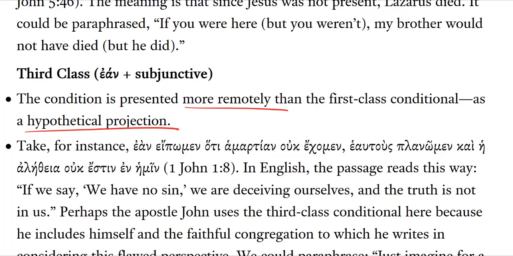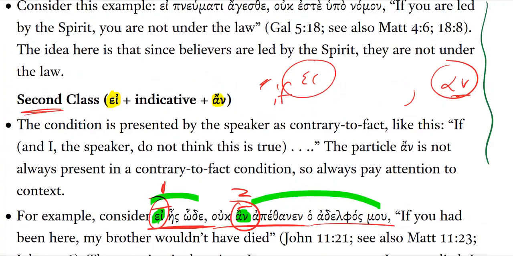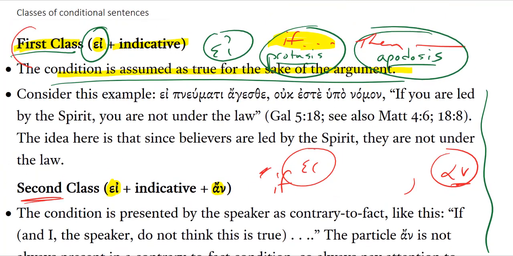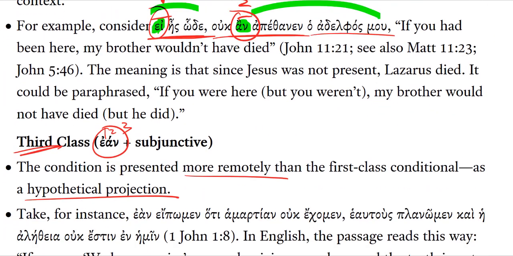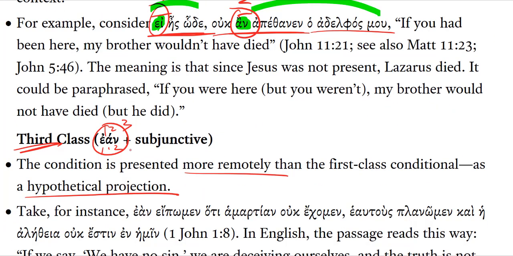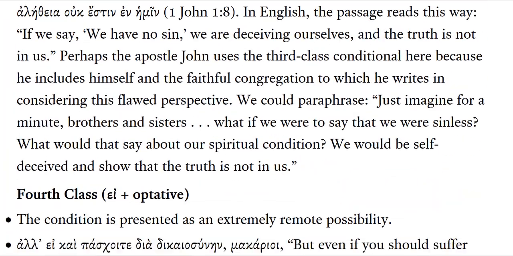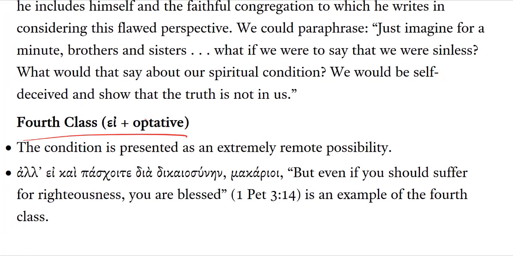Imagine this scenario. So for this, you're looking for one, two, three. A three-letter word, ean. That's a third-class conditional. It's a little silly memory device, but this is what we're doing. First-class conditional, looking for one word. One, first class. Second class, looking for two words. One, two, second class. Third class, looking for a three-letter word. One, two, three. Third-class conditional. And then the fourth-class conditional is so rare in Koine, but it's ei plus the optative. And the condition is presented as an extremely remote possibility.